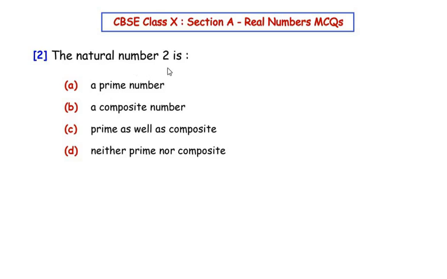The natural number 2 is a prime number, is a composite number, is prime as well as composite, is neither prime nor composite. Now remember that 2 is a prime number and it is the smallest prime number. So here 2 is going to be a prime number. It is not a composite number. It is only a prime number.